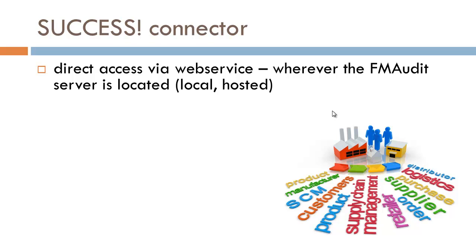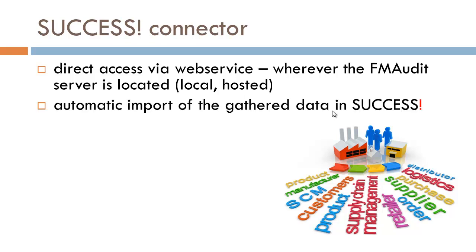At the end, we are getting all the data out of FMAudit, and the FMAudit server can be located in your company as a local server, or it can be hosted by a special hoster where you have an internet address, a URL address, we can read the data from. So both are possible, and very light and handy. The basic thing is that we are importing all the data into our Success. That's the basic thing of the connector.